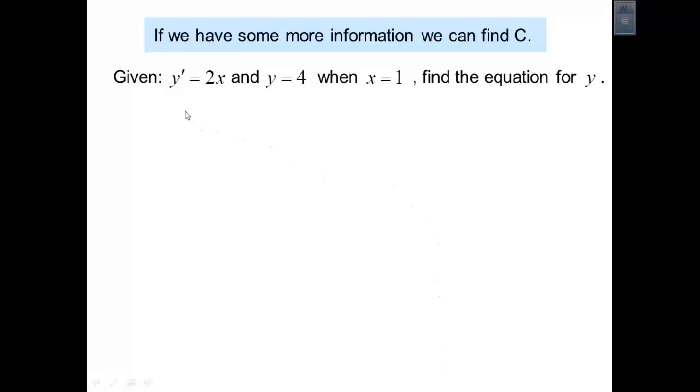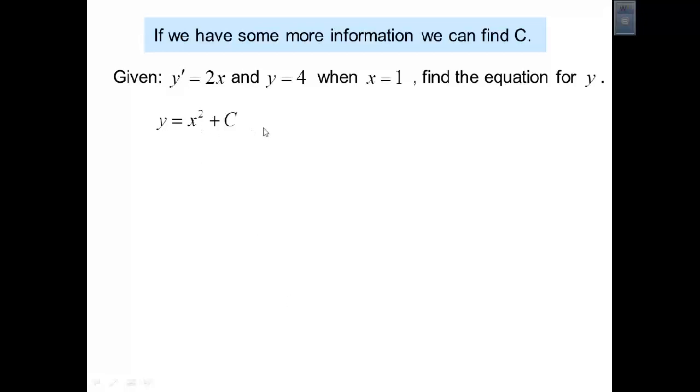For instance, let's say we have that exact same derivative, y prime equals 2x, and y equals 4 when x equals 1, and we want to find the equation for y. So we're going to take the antiderivative of this. Antiderivative of y prime is going to give us y. Antiderivative of 2x is going to give us x squared plus c.